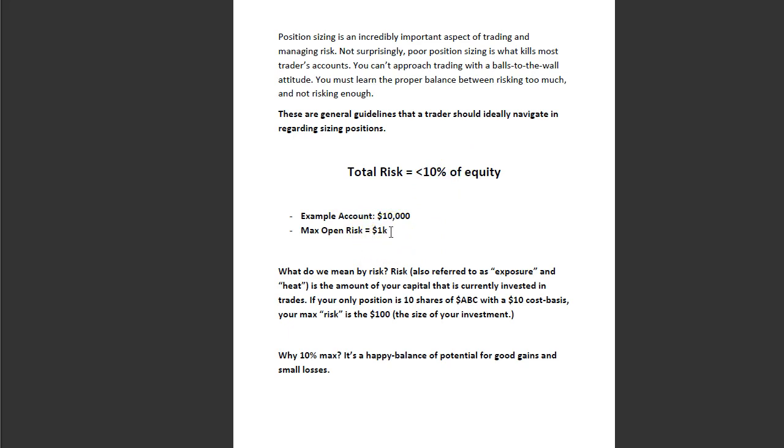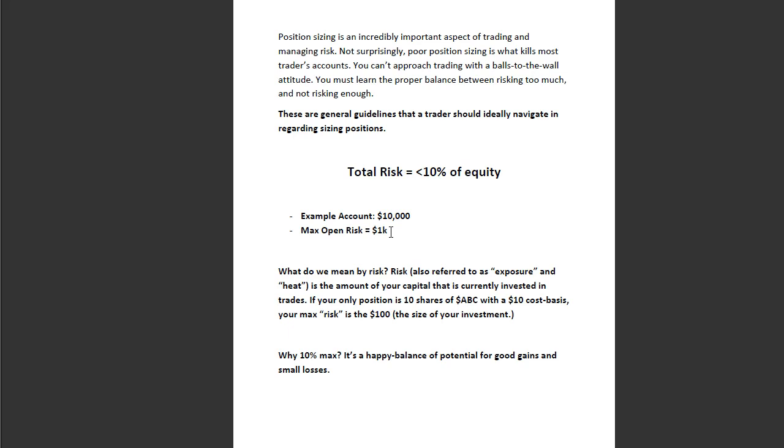Now, what do we mean by risk? In trading, there's a lot of different terms for risk. You might hear exposure, total exposure, heat, but put it in plain English, risk is the amount of your capital that is currently invested in your trades. So if you have an account and the only trade you're currently in is in ABC stock, and when you enter the trade you bought 10 shares at $10, that's a $100 position size. That is your max risk, the $100. So basically the size of your investment is your risk.